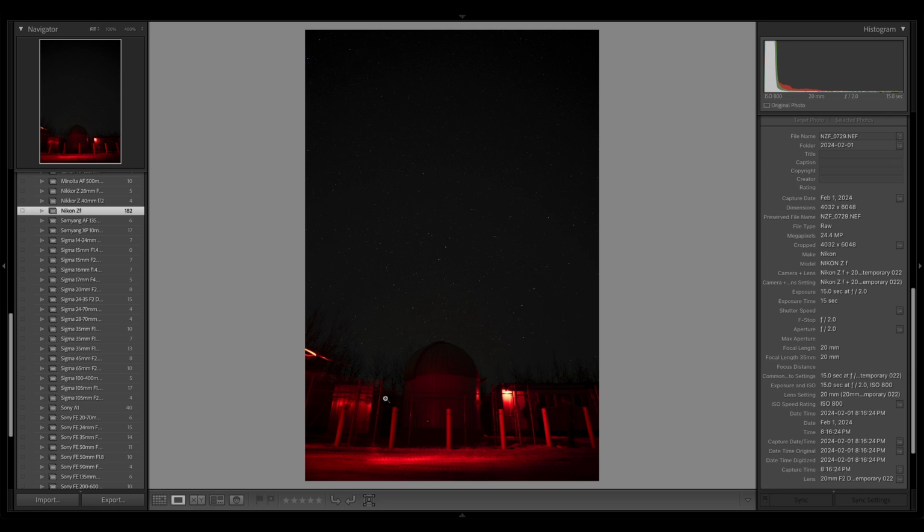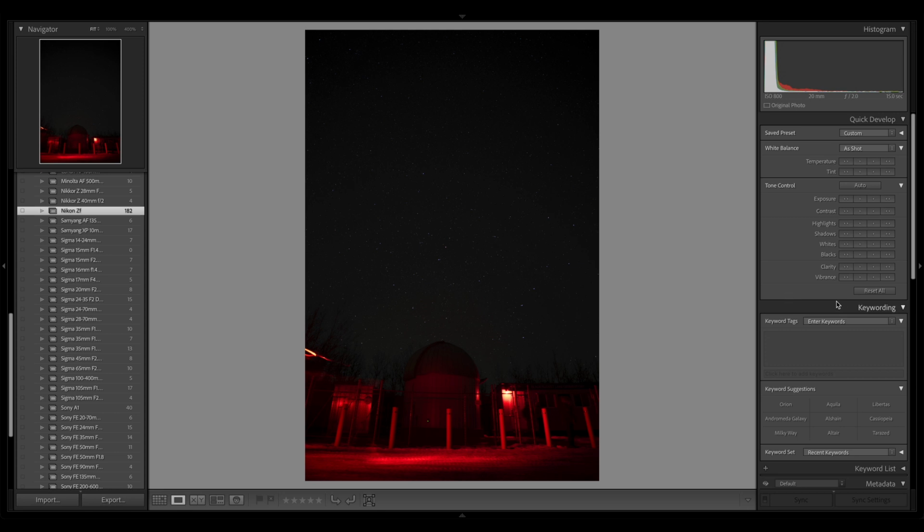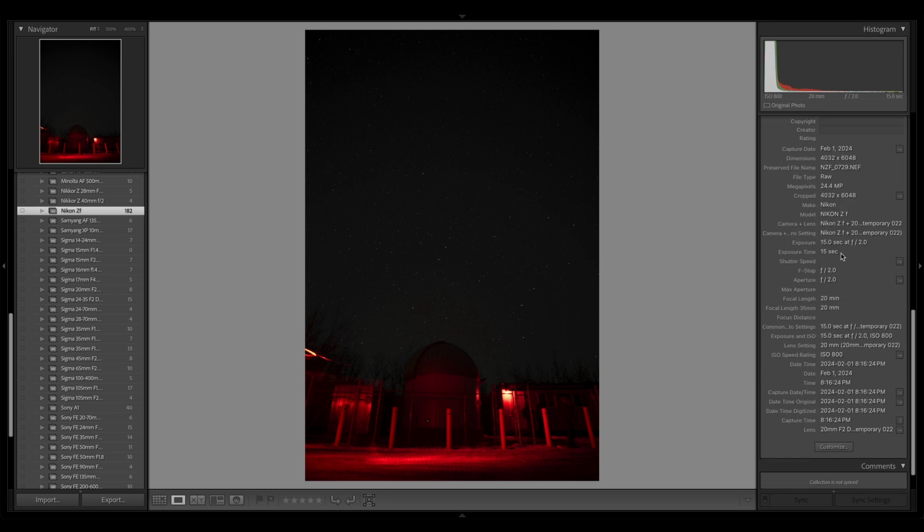But I was out here at my club's observatory doing some volunteering, and I got some time-lapse shots of the observatory as we're all walking around and doing all that stuff. And this is right out of camera. There's no processing done here. 15-second exposure at f2 at ISO 800. This is actually really useful, having this second base ISO for this sensor at ISO 800.